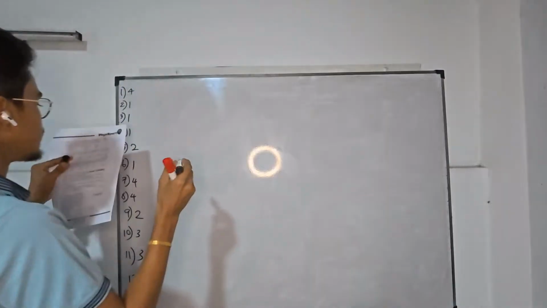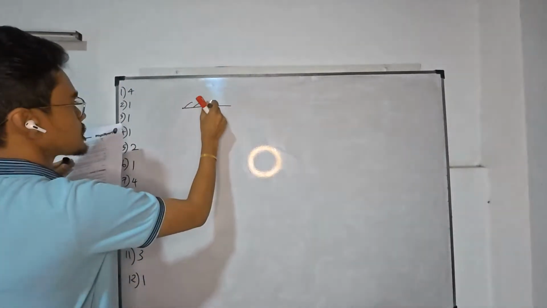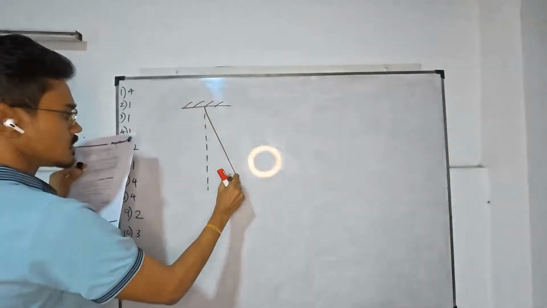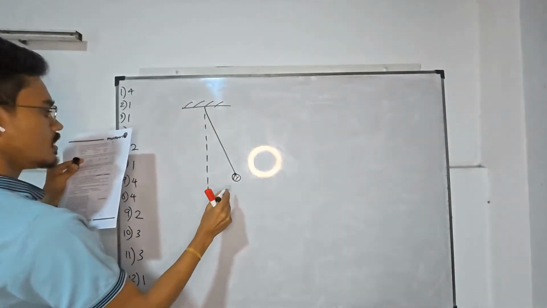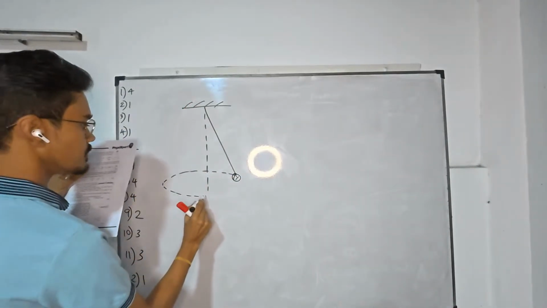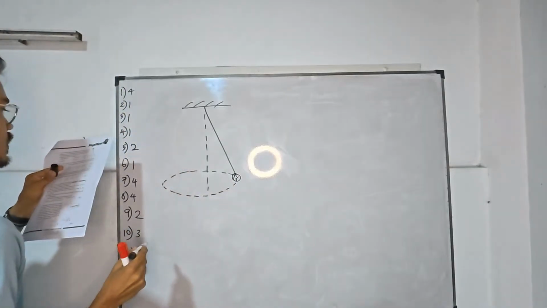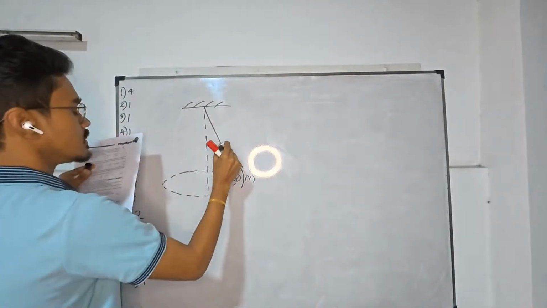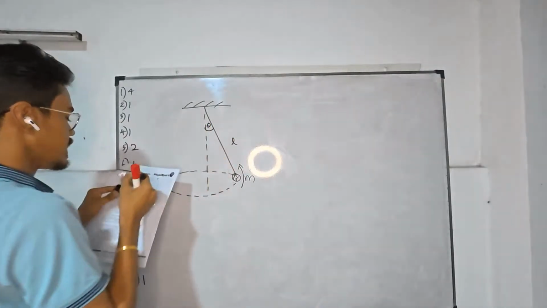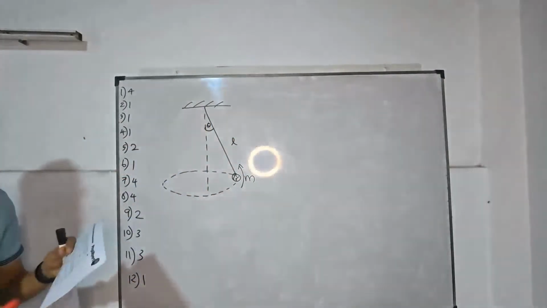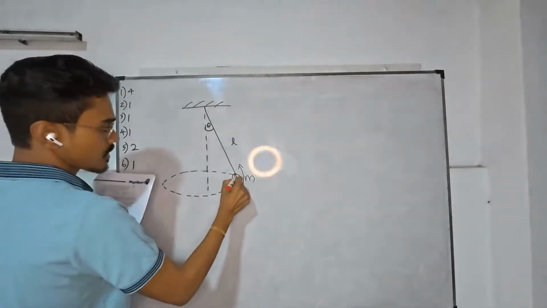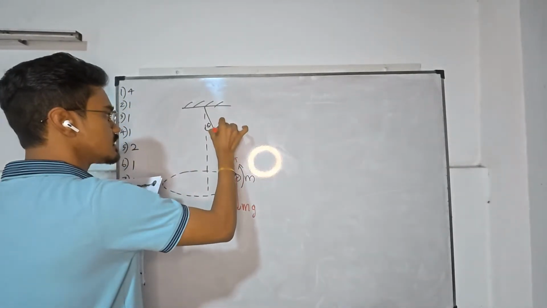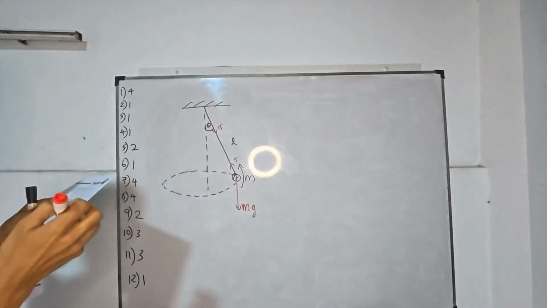Okay, the half vertex angle is given. This motion of the bob is called a conical pendulum. This is L, and this angle is given as theta. So mark the forces acting here: weight mg vertically downwards, and tension on this string.